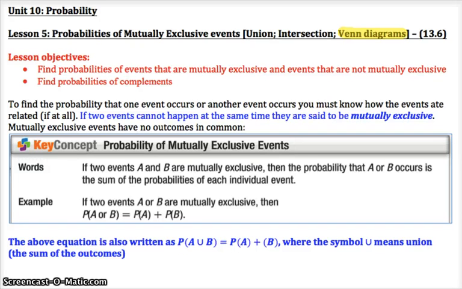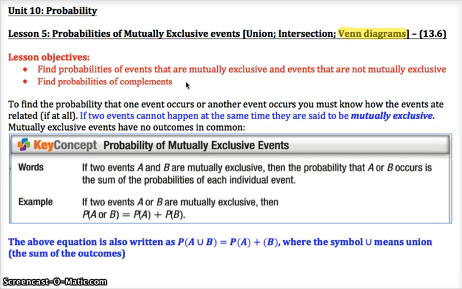Okay, here 13.6. This one is about mutually exclusive. Recently we did one about independent, and the other big term you have to think about when you're deciding what to do, how to perform your calculations and probability is this idea of mutually exclusive. These are very common words we use all the time in AP Stats. Independent events versus mutually exclusive.